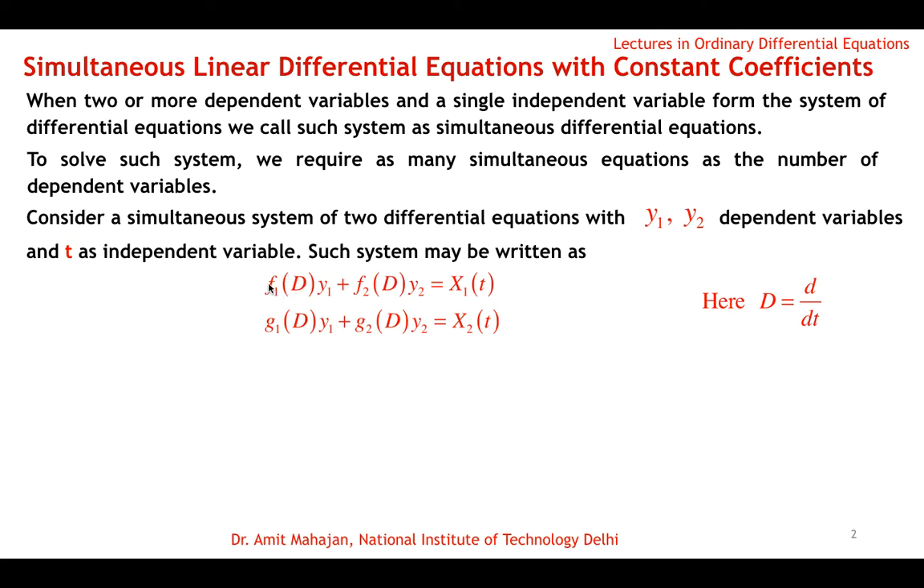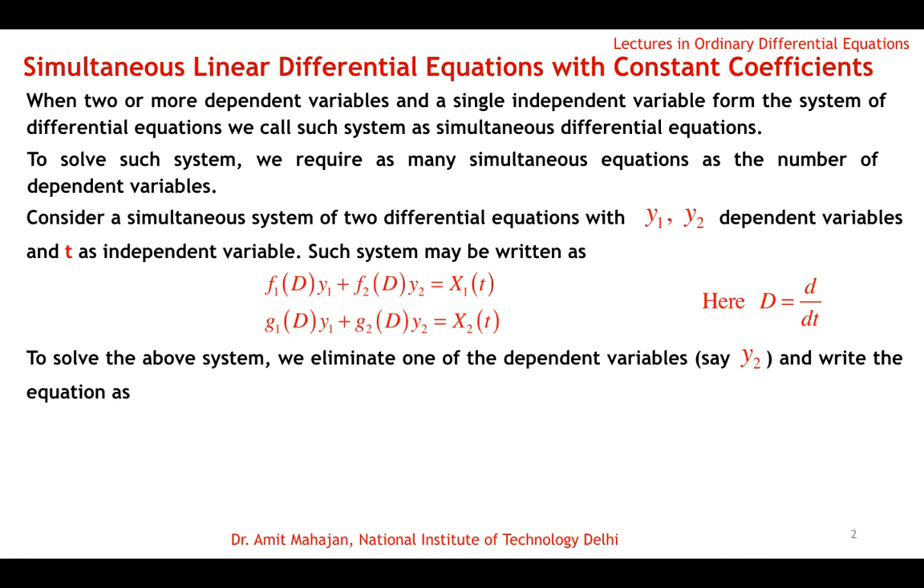So a functional operator on y1 plus another functional operator on y2 is equal to some function of the independent variable. So it's a non-homogeneous equation. Similarly, some operator on y1 plus some operator on y2 is equal to some function of t. So now it's two equations in two dependent variables y1 and y2. So we can solve this system to find y1 and y2 as the solution.